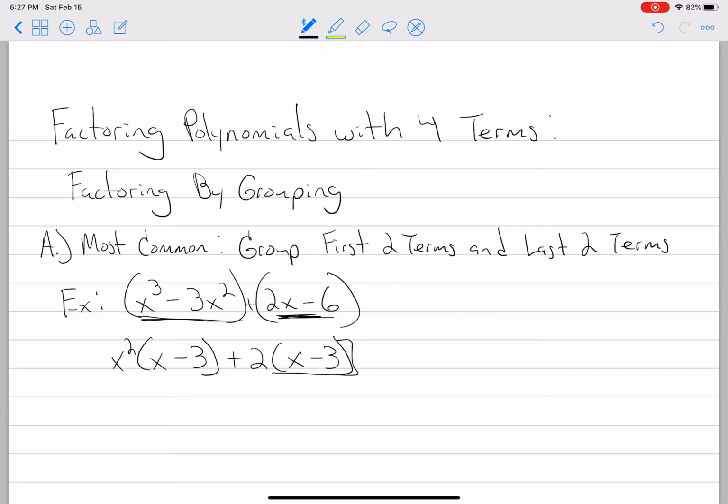So now, this is what we want. Now I can basically take each of these x minus 3s, and it's like I'm factoring those out. So I'm going to take this x minus 3, and what I'm left with is times x squared plus 2. So, (x minus 3) times (x squared plus 2).